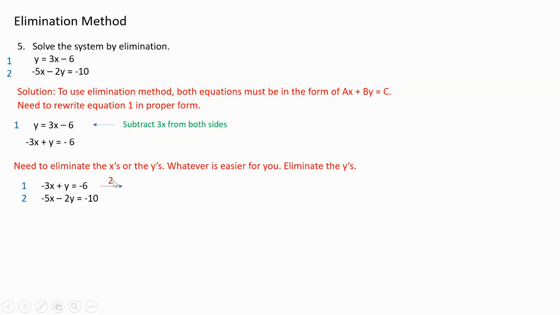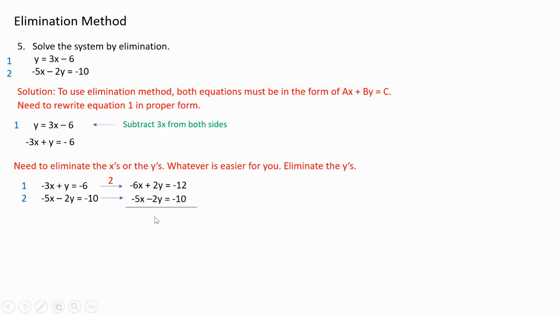Why 2? Because if we want to get rid of the y's, if equation 2 is negative 2y, then equation 1 has to be 2y. So I'm going to multiply 2 times every term on equation 1. So 2 times negative 3x will give us negative 6x. 2 times y will give us positive 2y. And 2 times negative 6 will give us negative 12. So equation 2, we'll just bring it over. Then we add them, right?